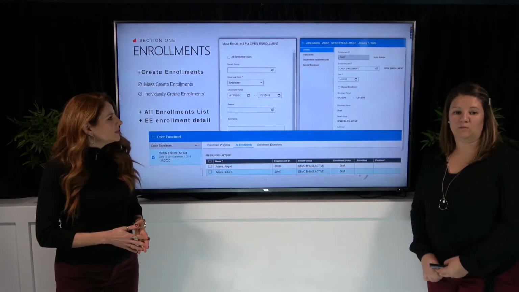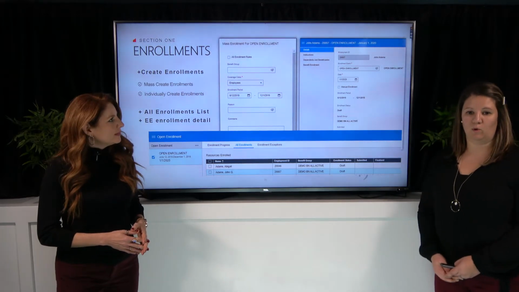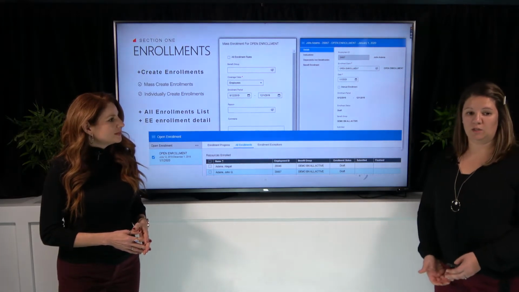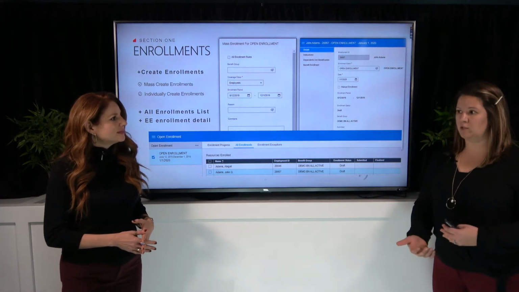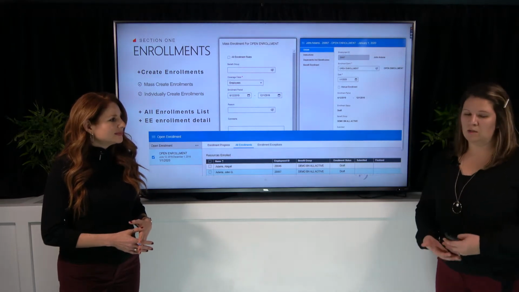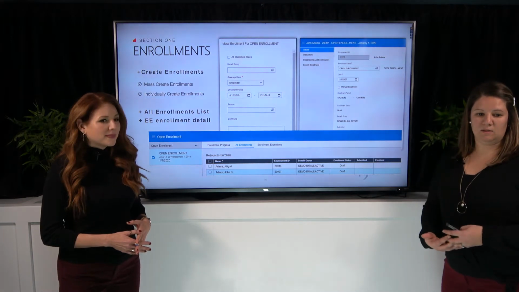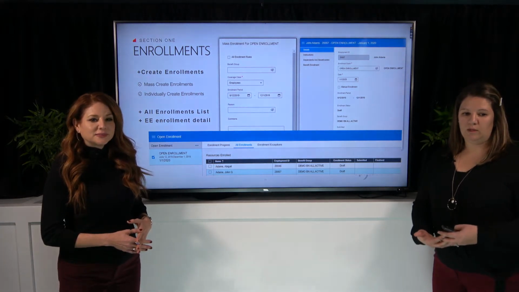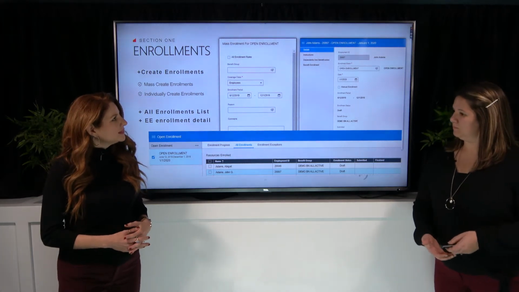And then to create the enrollments. There's a mass create enrollment feature, which you can run, and it's going to create enrollments for the entire organization. You also can individually create enrollments. So if a new hire starts after you've already created the enrollments, you can just manually add that one individual. And then we have the enrollment details. When you go into open enrollment, you can click and view the details by resource. Nice.